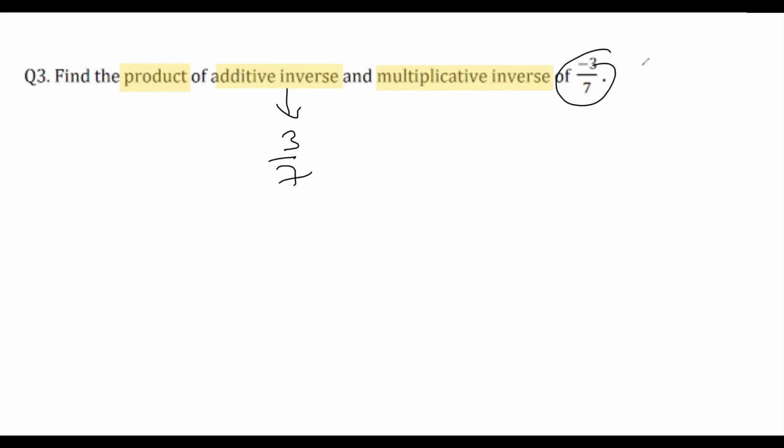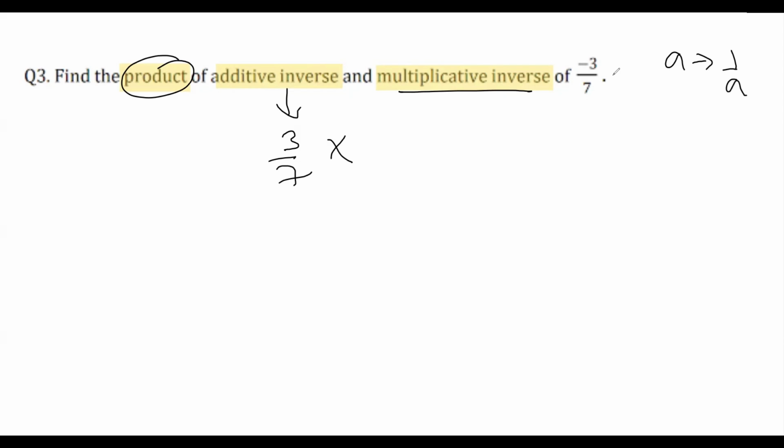Repeating, the additive inverse of a number is the negative of the number, or you may take it like the same number with opposite sign. And we have to find a product, so I'll put a multiply sign. And the multiplicative inverse of a number is the reciprocal, right?